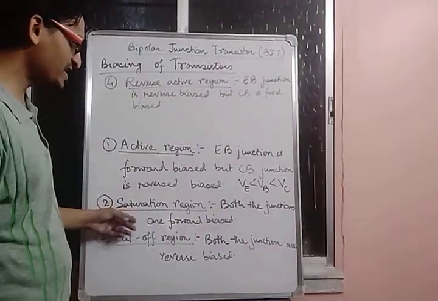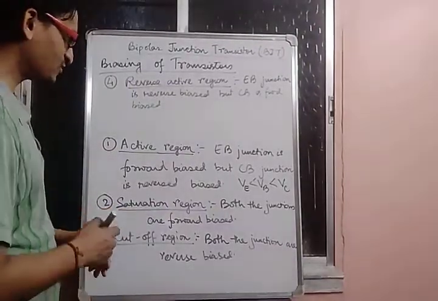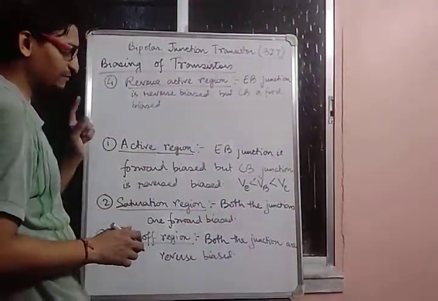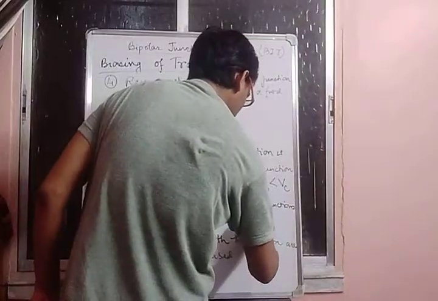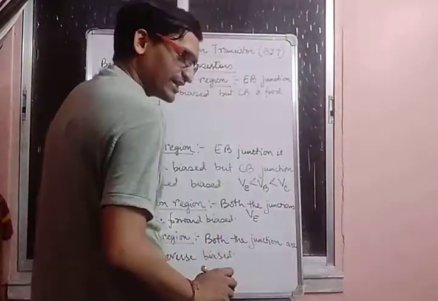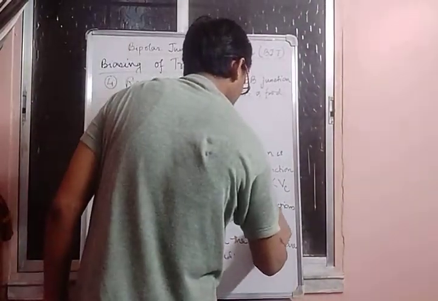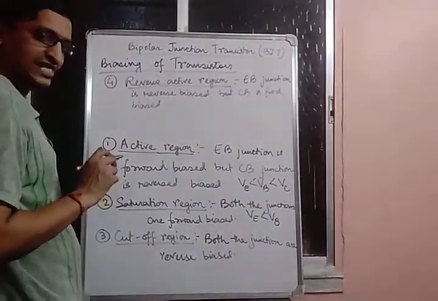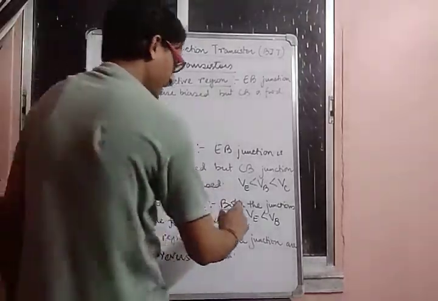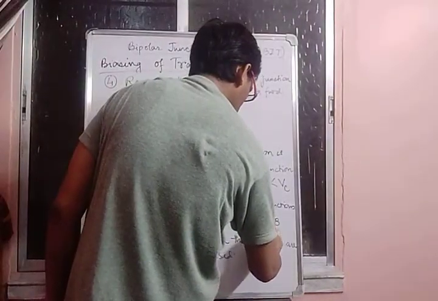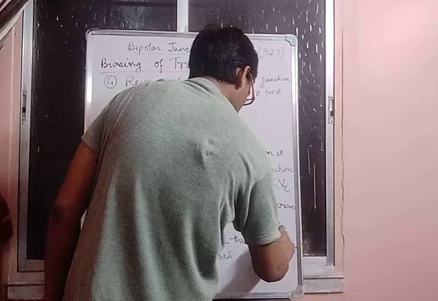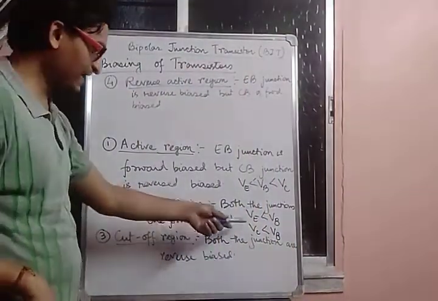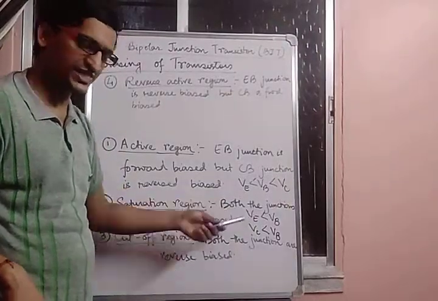As far as saturation region is concerned, for an NPN transistor, be careful, we are discussing just the NPN transistor. Your emitter terminal voltage should be less than your base terminal voltage, and your collector terminal voltage should also be less than your base terminal voltage. This is for your NPN transistor operating in saturation region.